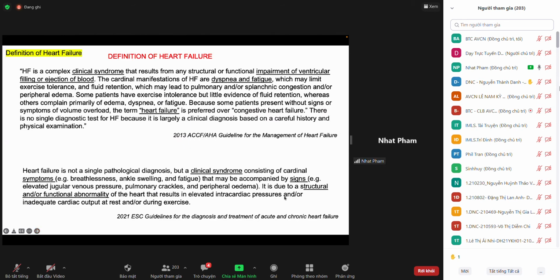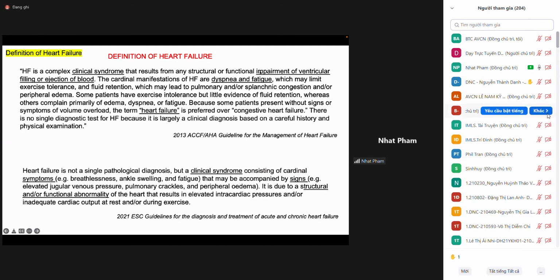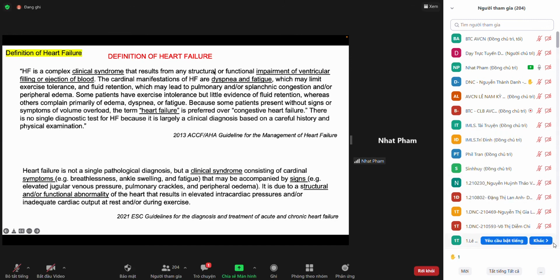According to the ACC 2023 and also the 2021 European Society of Cardiology guideline, heart failure is a clinical syndrome, as you can see from here. Heart failure is a clinical syndrome that combines symptoms and signs that result from structural and functional impairment of ventricular filling or ejection of blood. The collective symptoms can be dyspnea and fatigue.